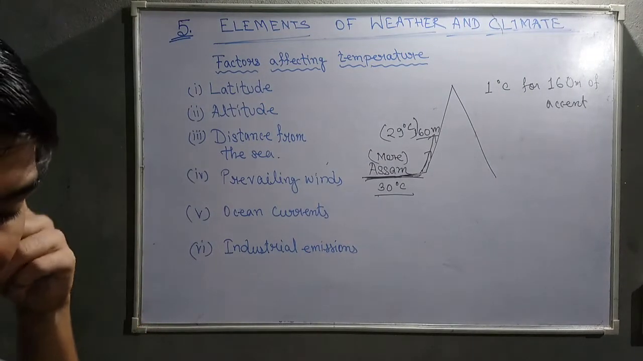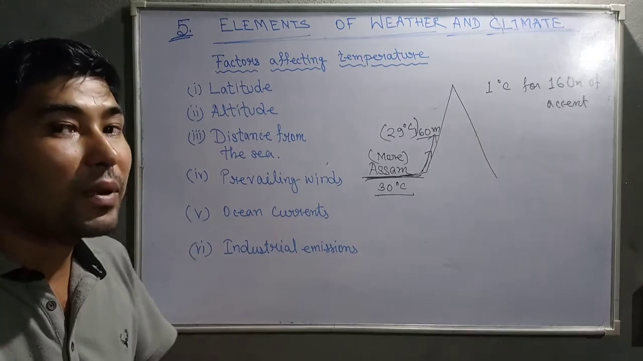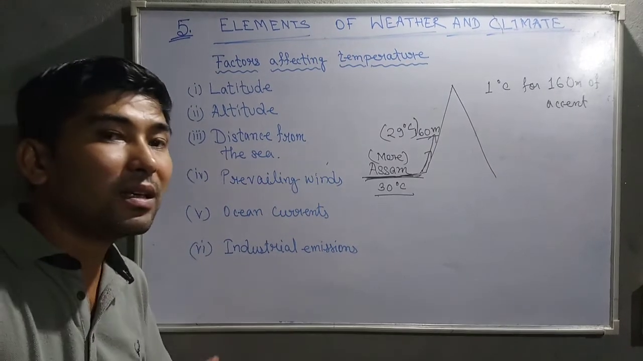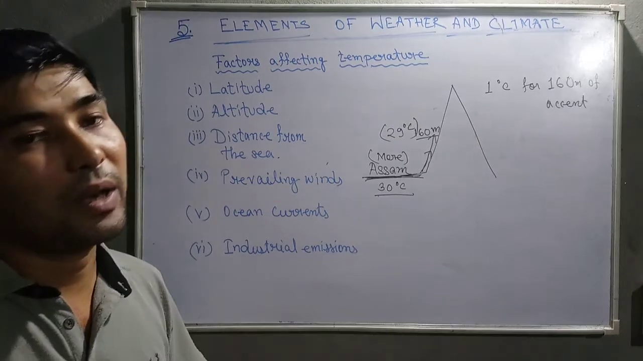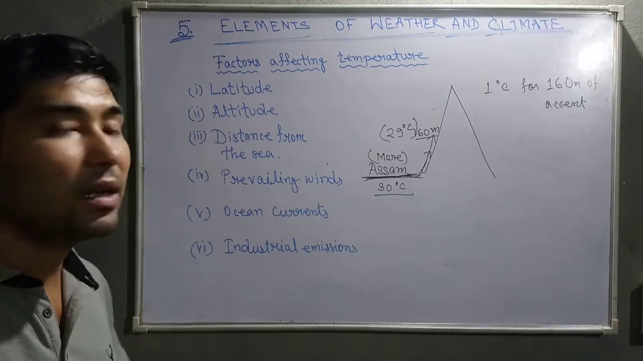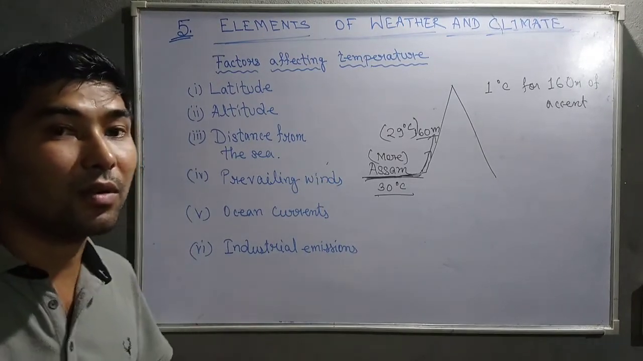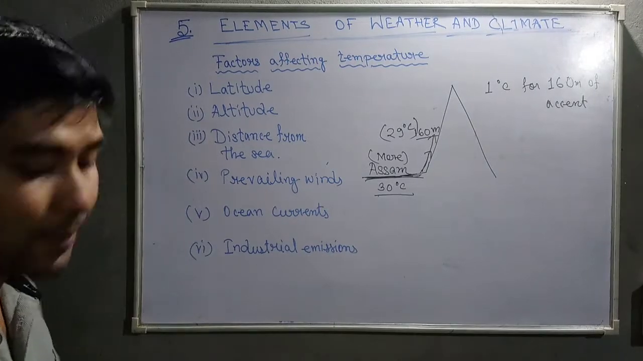That is altitude. So within the same day you could see temperature variation between the hilly areas and the plain area. The plain area will have more temperature and the hilly areas will have less temperature because of their ascent, because they are lying in a hilly area.